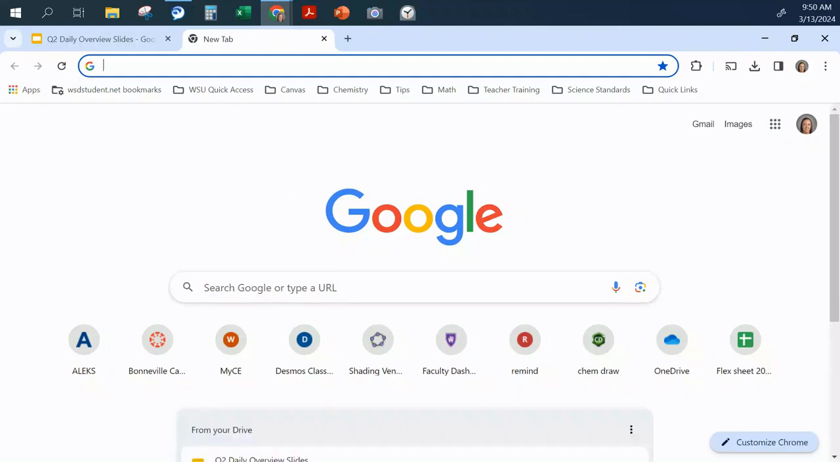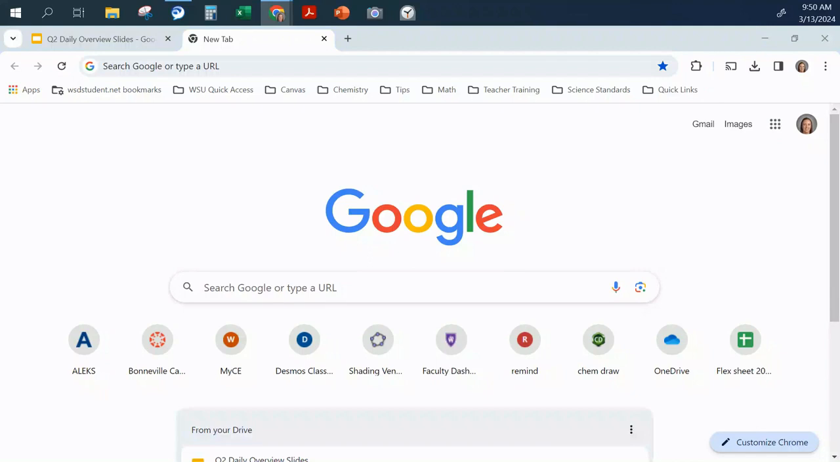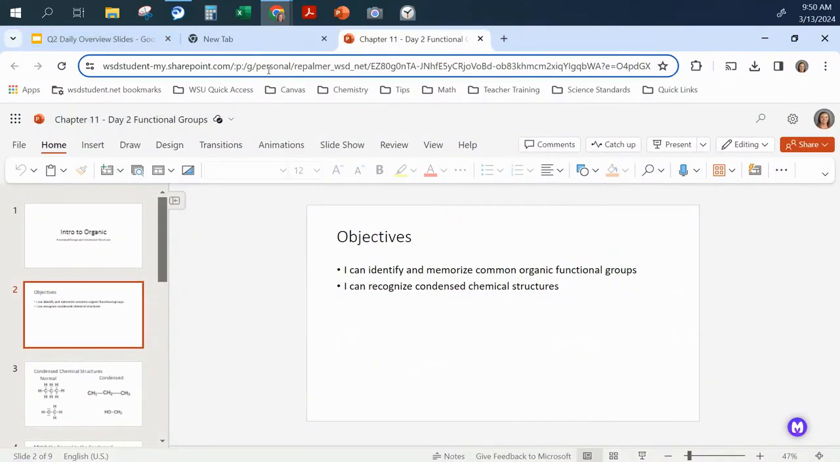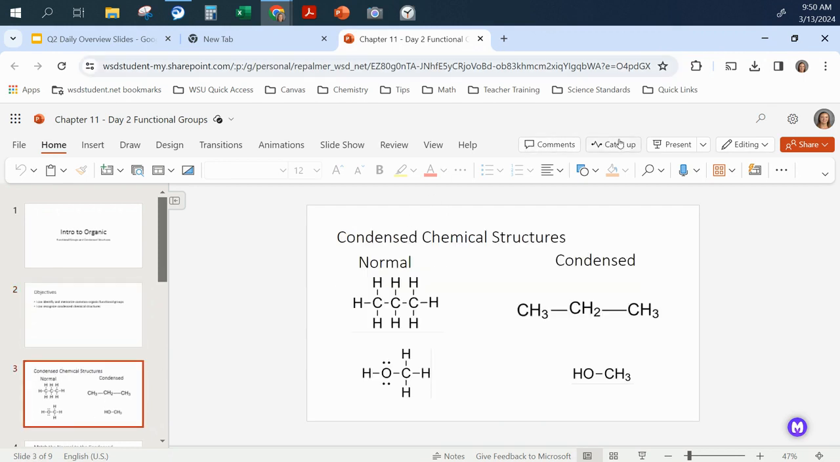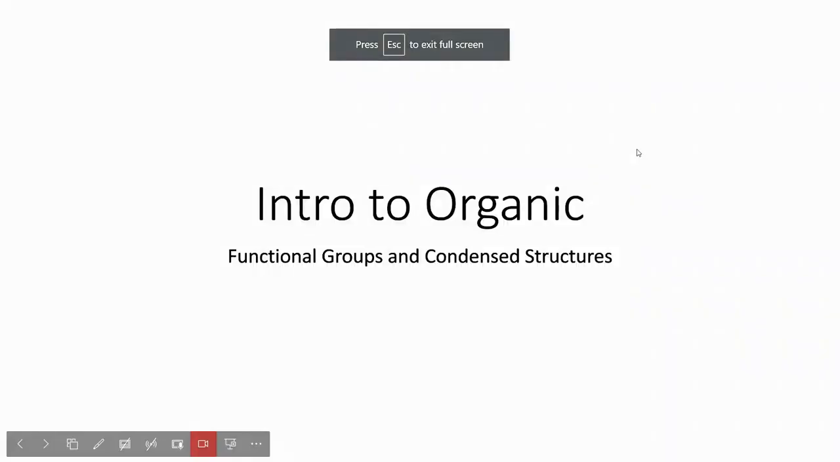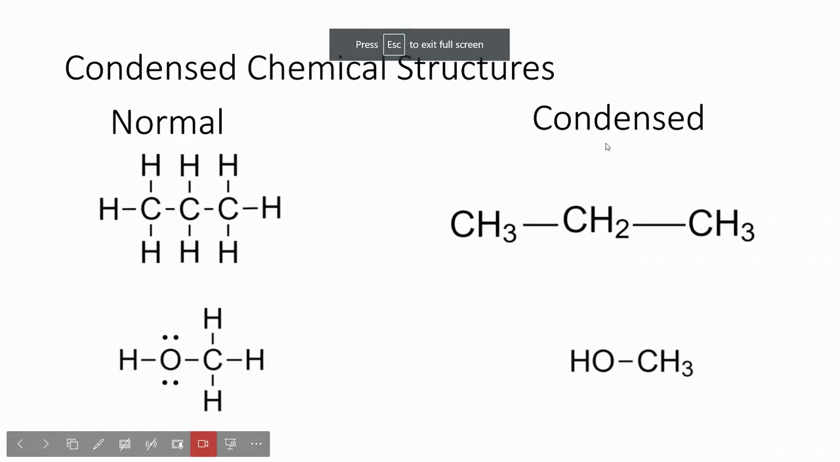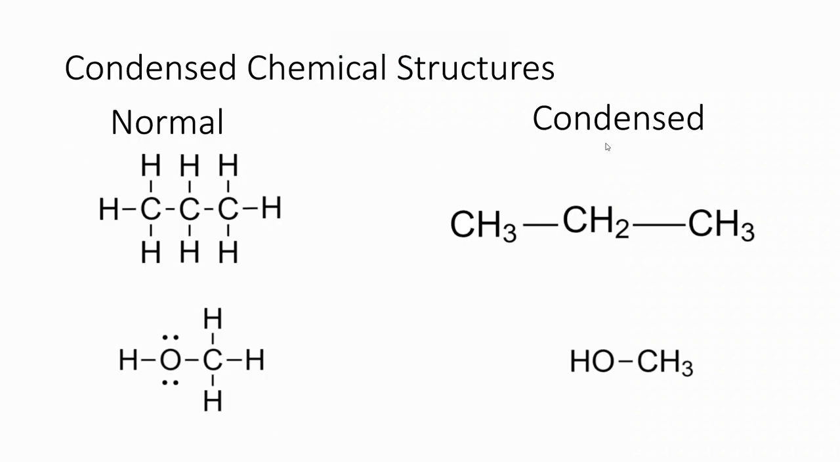Okay, let's go ahead and continue talking about chapter 11. Today we're going to talk about common functional groups. So if you have that sheet from chapter 11 from before, you can use that. Oh, and we're also going to talk about chemical structures. So a normal chemical structure looks like this. This is like a regular Lewis structure that we have been drawing.